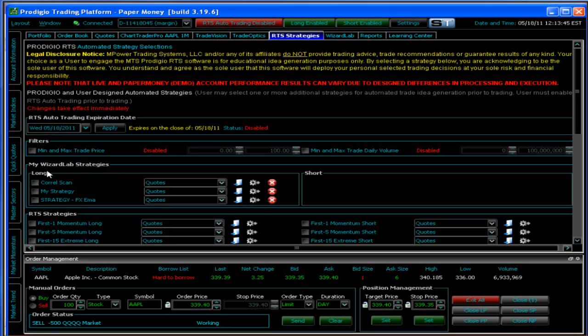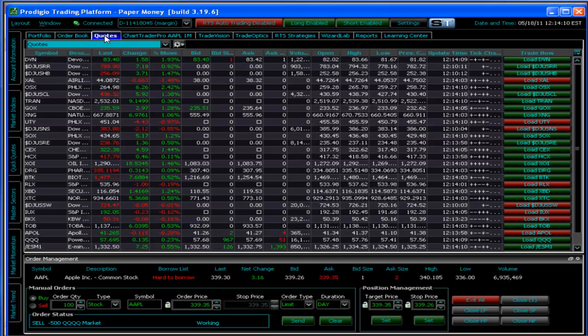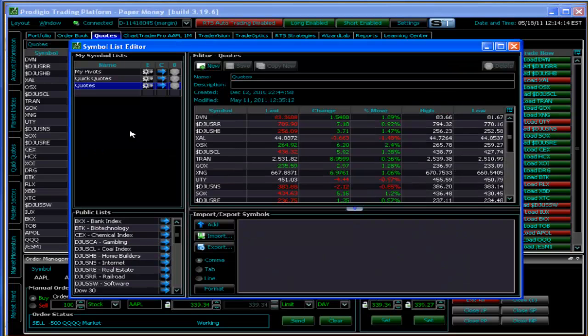Here in the My Wizard Lab strategies, as a long trading strategy, is that 4x EMA strategy that was built by Shadow Trader. Now this strategy was designed for a specific list of symbols, right? And when you deploy a strategy, you have to pick the symbol list that you want that strategy to run on. Now this is explained in the Shadow Trader newsletter, but in order to make that list, I'll go into quotes, and I'll just create a new strategy list.